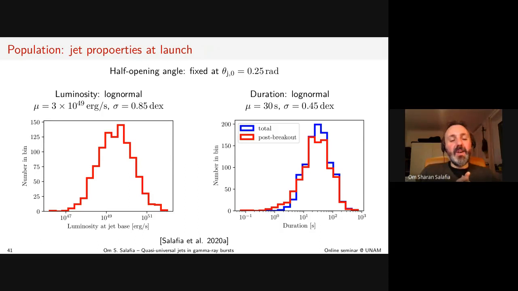And so in my oversimplified work from 2020, the quasi-universal nature of the structure comes because I have a distribution of properties of the jet at launch. They are quite narrowly distributed, and there is no reason why the jets have these distributions. They are just an assumed distribution. But the result is that obviously you have a quasi-universal distribution of properties at the breakout.